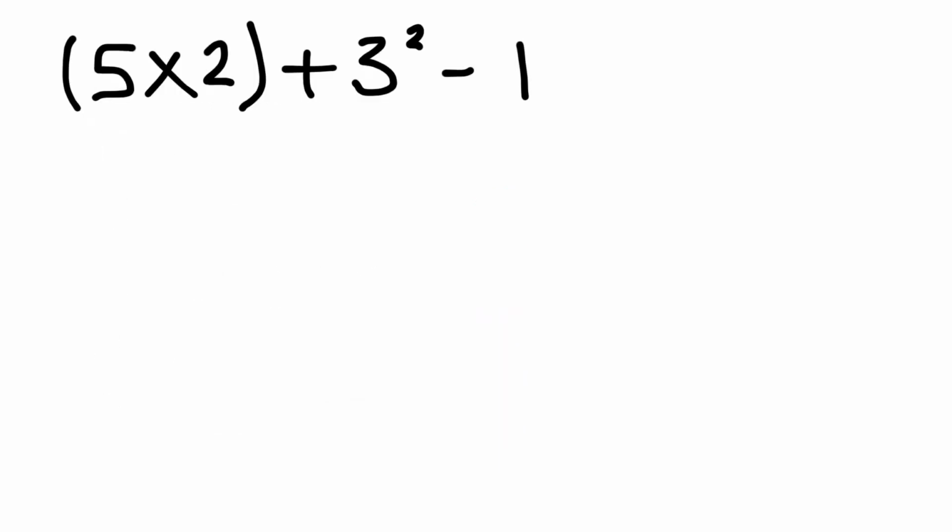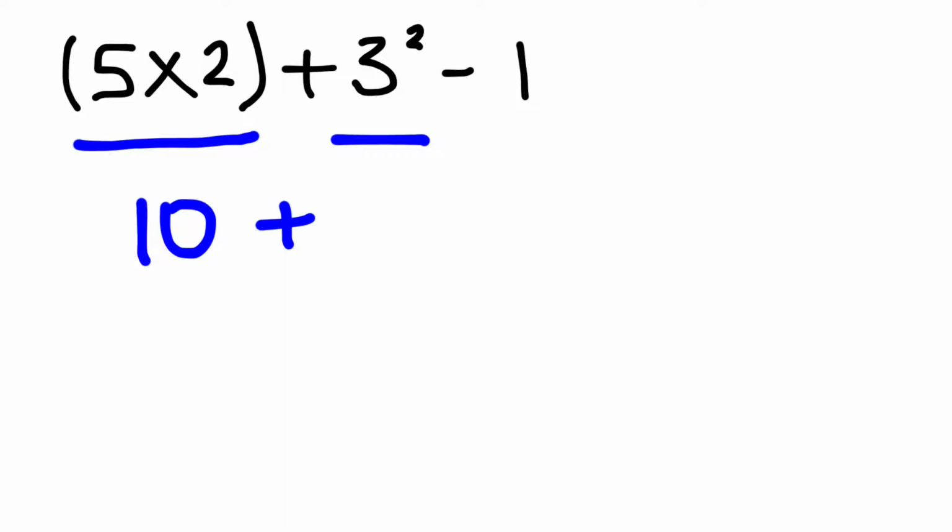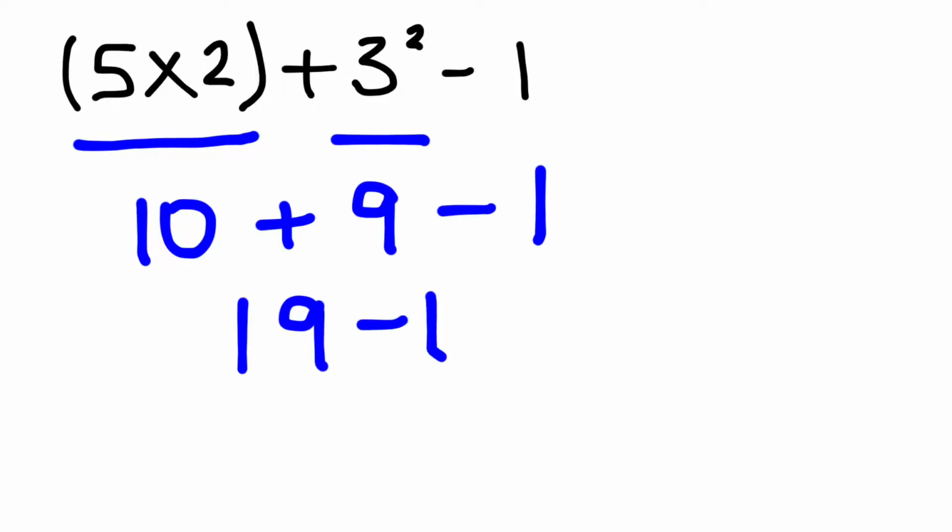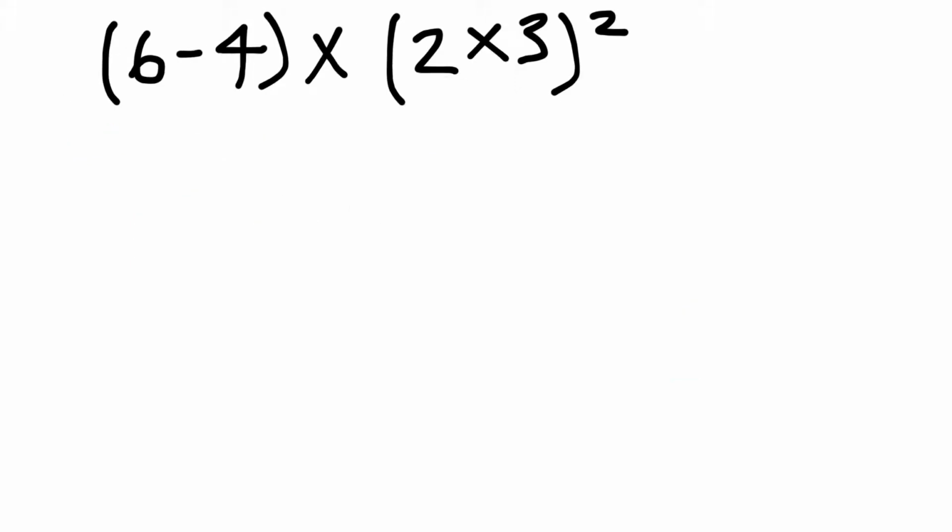Okay, so this is our first example. We have 5 times 2 in brackets plus 3 squared minus 1. So remembering our BIDMAS, we need to look for brackets, and we have a bracket right there. So we need to do 5 times 2, which equals 10. Now we need to look for indices, and this is an indice. So we need to do 3 squared, so plus 9. And then minus 1. So that will give us 19 minus 1, which will give us 18, and that will be our final answer.